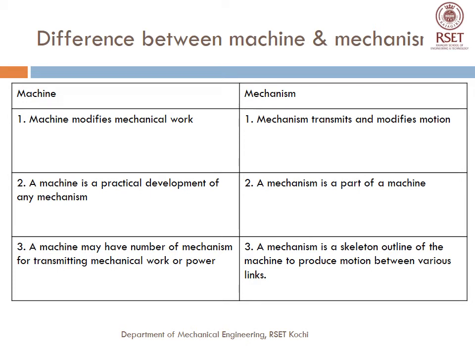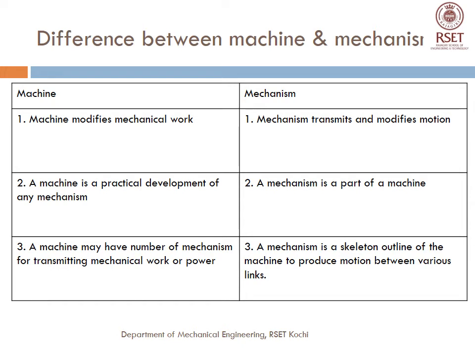Inside the machine, there is a modification of work, or we can say modification of energy. That is, inside the IC engine, there is a chemical energy. Due to the combustion, we are producing heat energy. That chemical energy is then converted to mechanical energy, and from mechanical energy it is converted to electrical energy if you are connecting that IC engine to a generator. So that is actually modifying mechanical work.